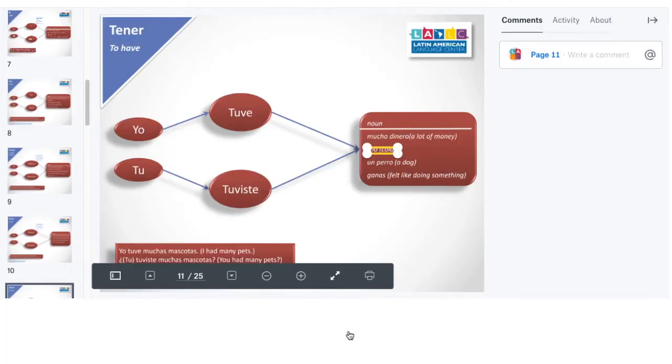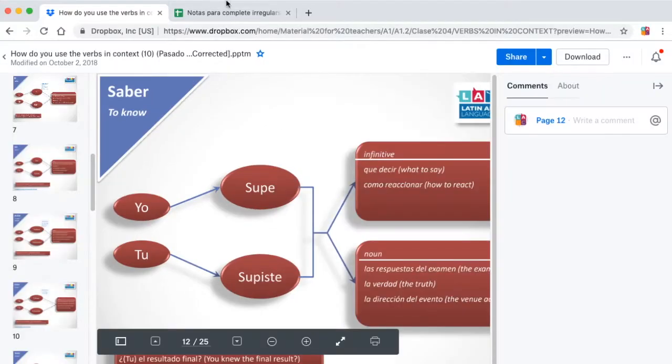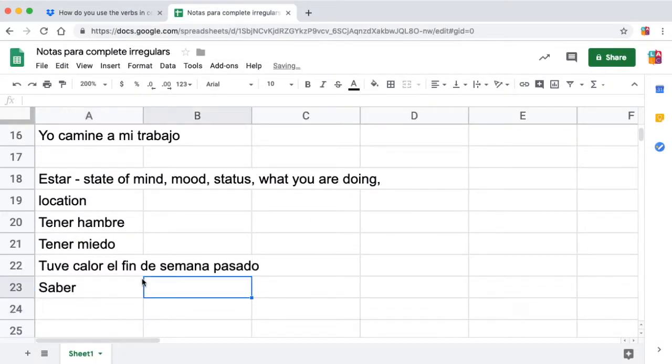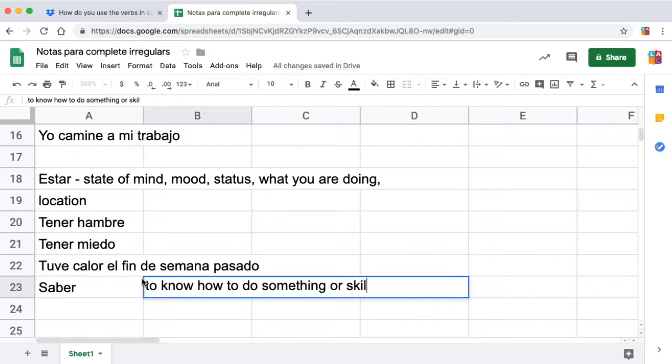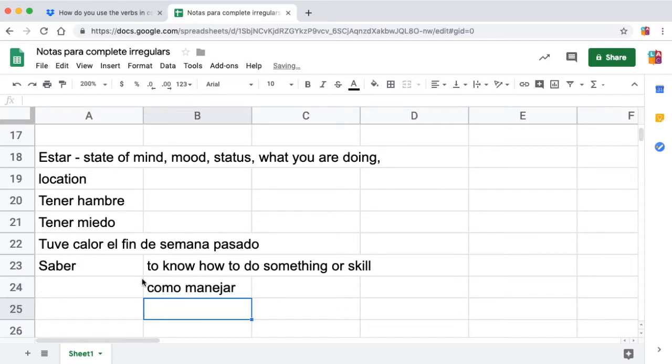Okay. Then we move on with the next one, saber, the UPs, remember? And supe is like, I don't know, some examples. I knew qué decir, what to say. I knew how to react. Supe qué decir is I knew what to say, o cómo. So saber, remember please, is to know how to do something. Or a skill, okay? Por ejemplo, saber cómo manejar, know how to drive. O yo supe cómo whatever, okay?